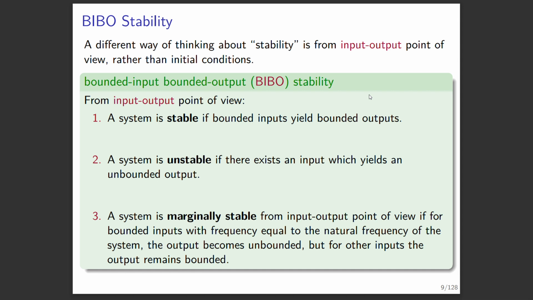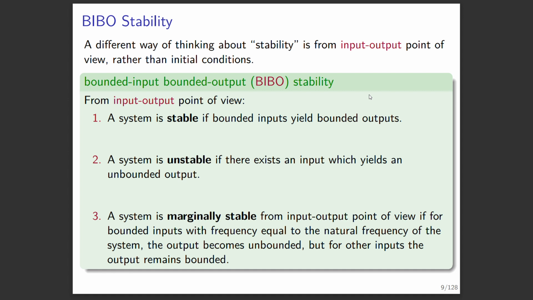Okay, so that was stability from the initial state point of view. Meaning that we had these three different definitions, and they all included something about the initial state. There is a state, there is an initial, so there is a starting point. Now, the second flavor of definitions, again, we have stable, unstable, and marginally stable, but now we have them from the input-output point of view.